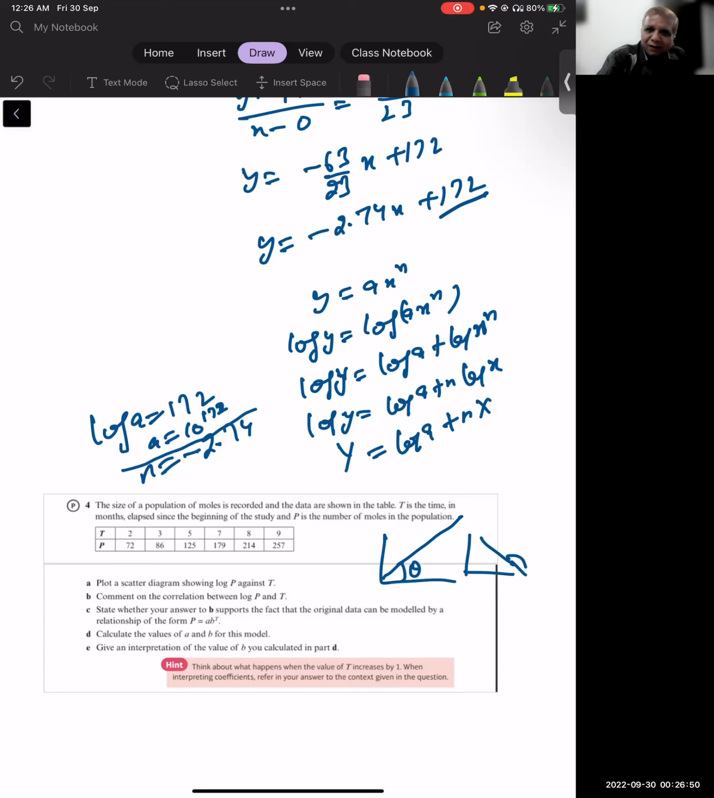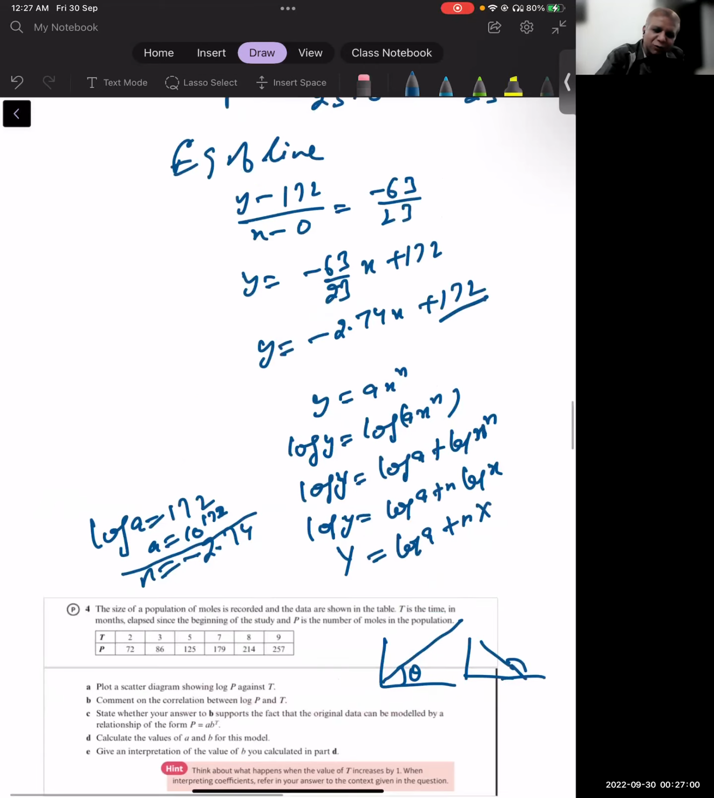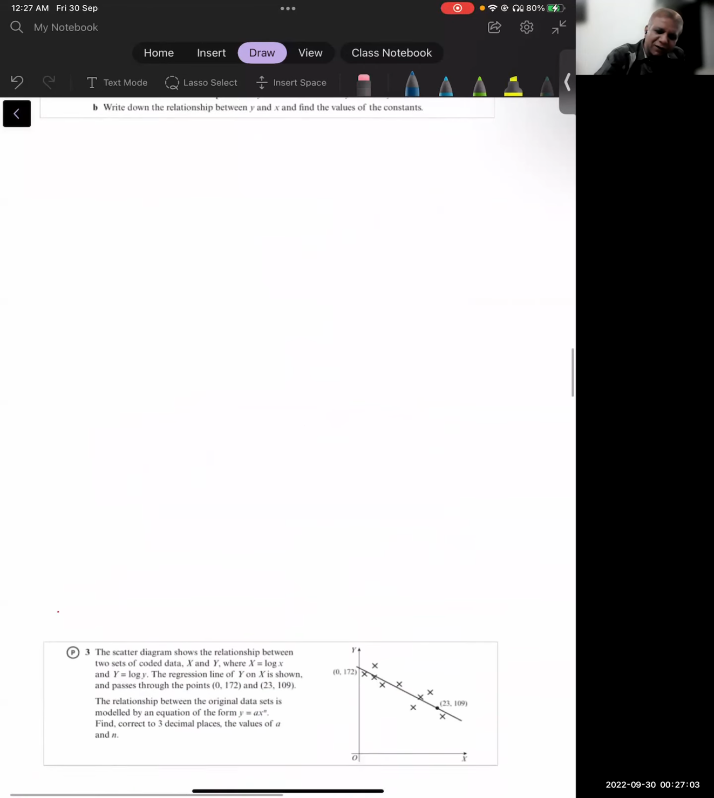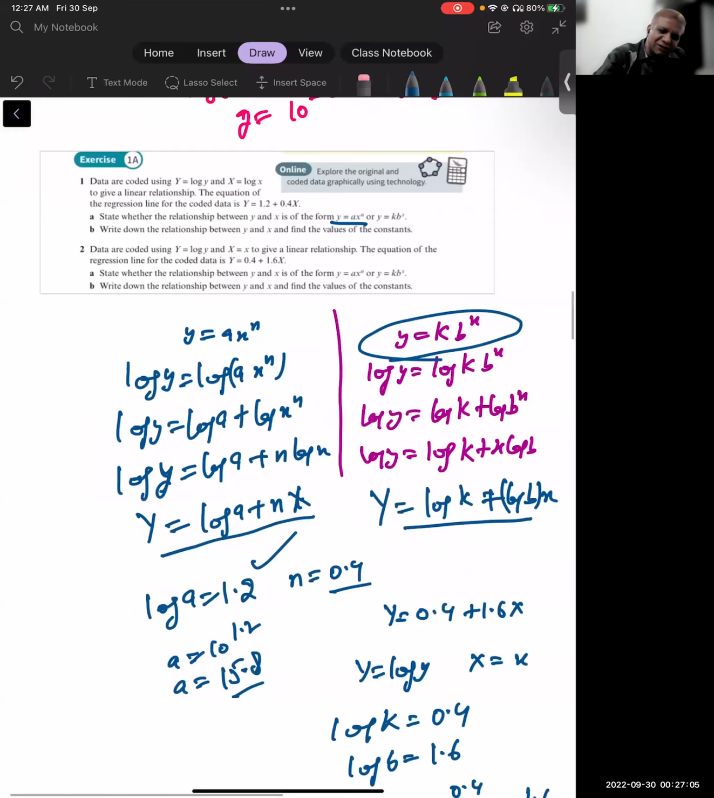Got it? When this angle is there, then the slope is negative, right? That's why I told you about slope. That's why I was teaching you about slope: y2 minus y1 upon x2 minus x1. That's why I gave you the total study.